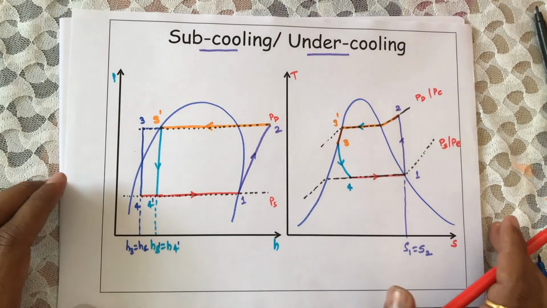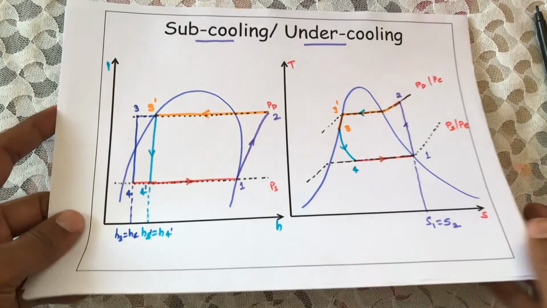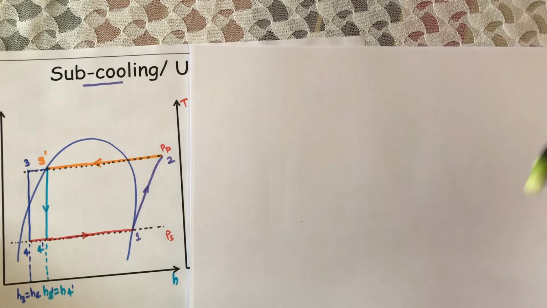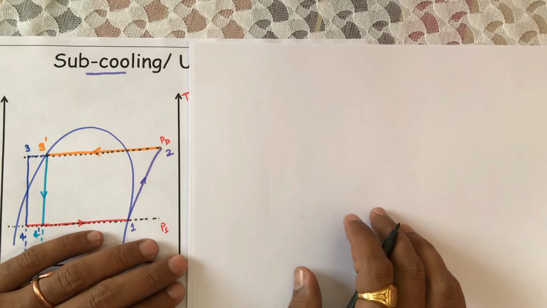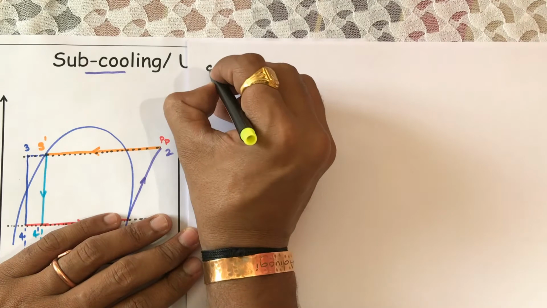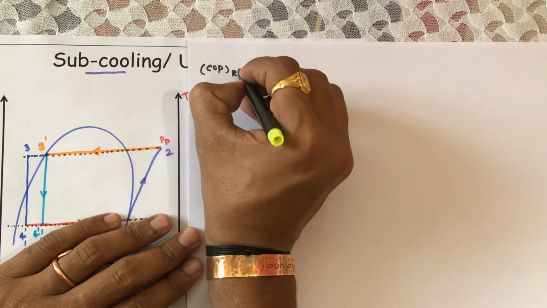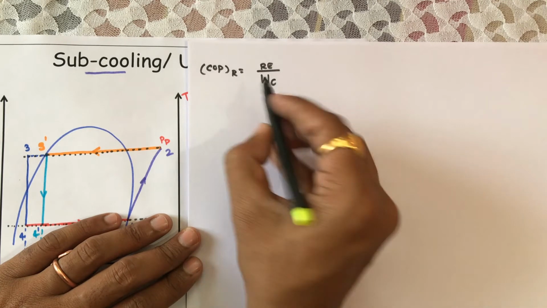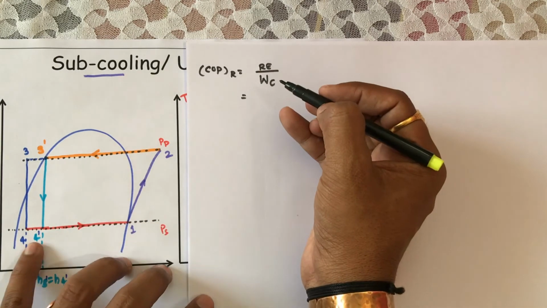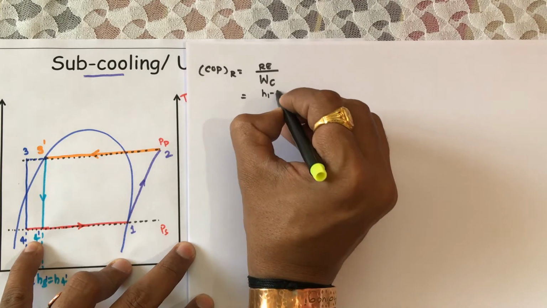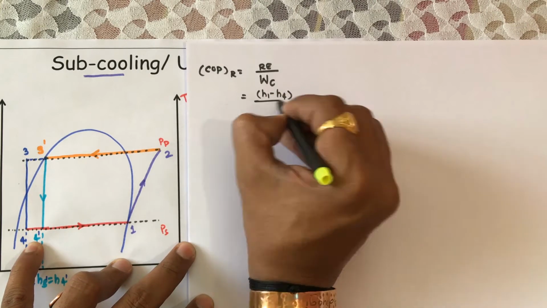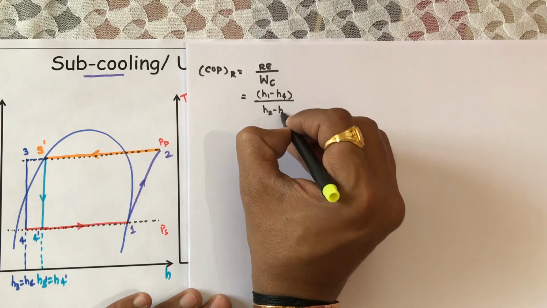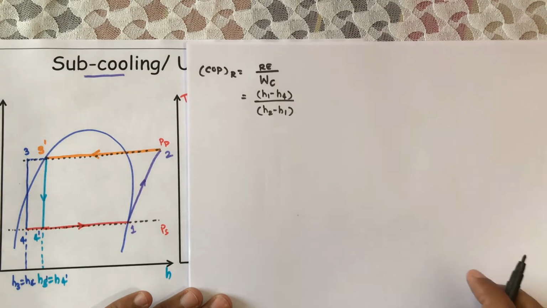Now let us go for the analysis of this subcooling type of refrigeration cycle. Now once again, if I have to calculate its performance, how can we calculate? COP of the refrigeration system is equal to refrigeration effect produced upon compressor work. Now what is the refrigeration effect produced? That is H1 minus H4. And what is the compressor work during process 1 to 2? That is H2 minus H1.